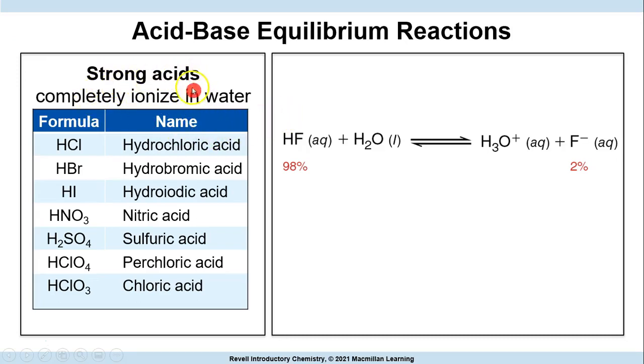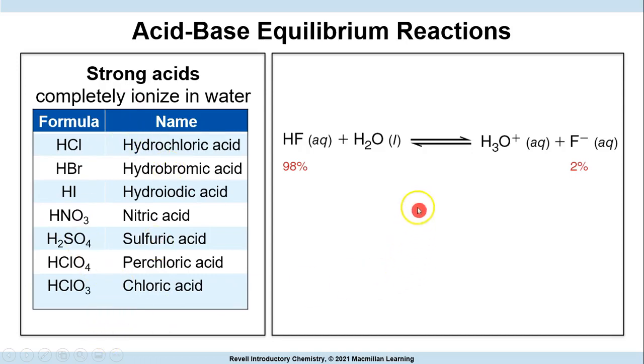A strong acid is a substance that completely ionizes in water. So if you put a strong acid in water, it will ionize completely. We have 7 strong acids that you should know. These are the 7 strong acids: hydrochloric acid, hydrobromic acid, hydroiodic acid, nitric acid, sulfuric acid, perchloric acid, and chloric acid. Any other acid out of these acids is a weak acid.